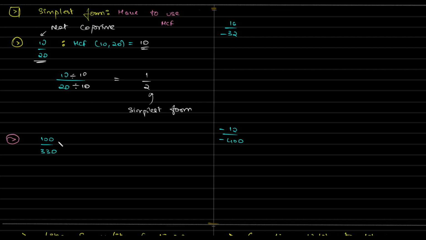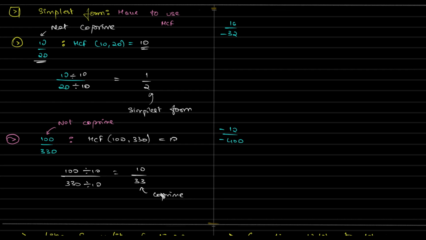Next question, 100 by 330. So are they co-prime? No, they are not. Clearly they are not. As you can see, 10 is one of the factors, and let's see what is the HCF between 100 and 330. Yes, 10 is your HCF. So here too you're going to divide the numerator and denominator with 10, and thus you have 10 by 33. Now the numbers are co-prime, and thus it is in the simplest form.